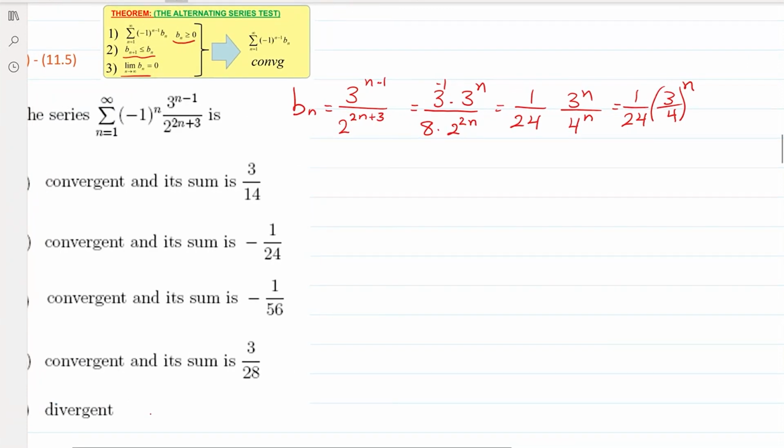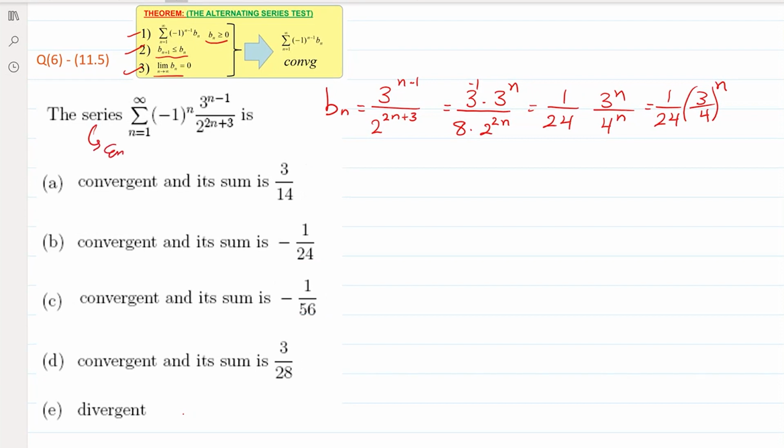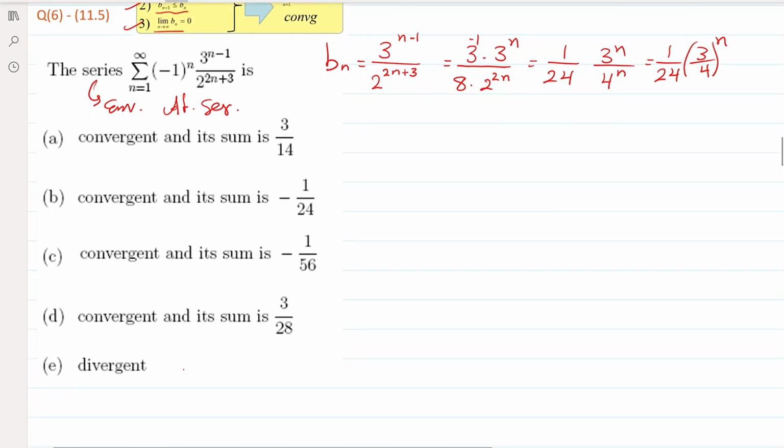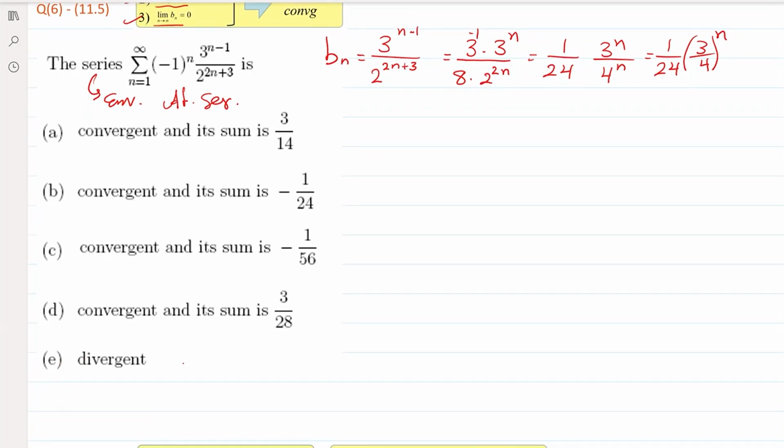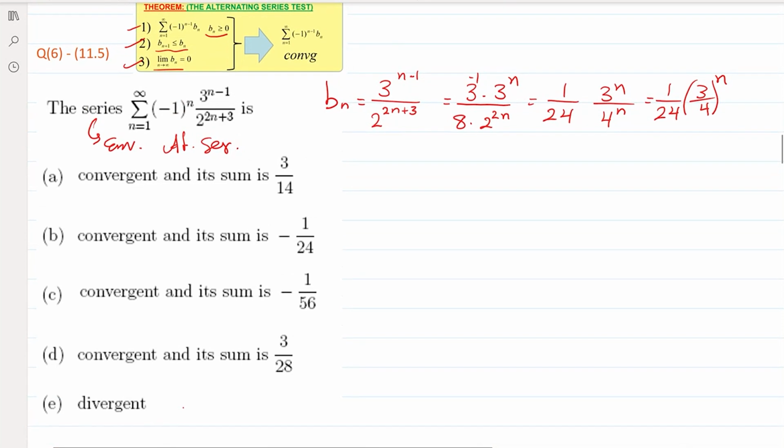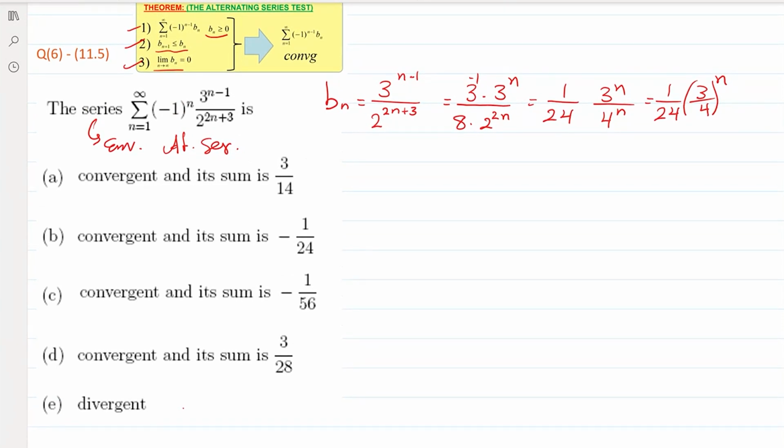Now, look for the r. The r here is what? Less than 1. So it is decreasing, and it is a converge alternating series. Then it will not be diverge. The first step, what have you done?